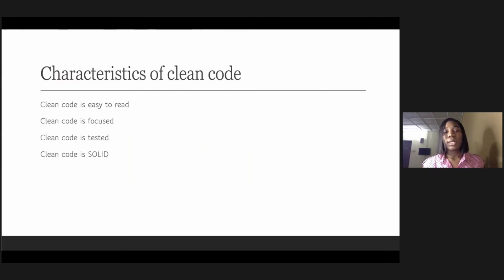So when we want to look at the characteristics of clean code, like how can I tell that I'm writing clean code? First of all, clean code is easy to read. It's focused because it's actually just doing one thing. Clean code is tested. And this is because unit testing is one of the major benefits when it comes to writing clean code. And clean code is solid. There are design principles that help us guide the way we code in our everyday work. So the solid principles are the single responsibility principle, where your code is able to do one thing and then one thing only.